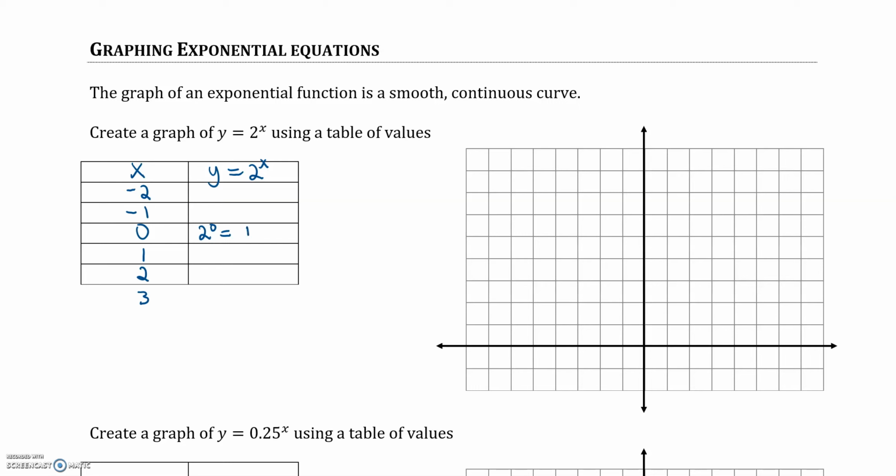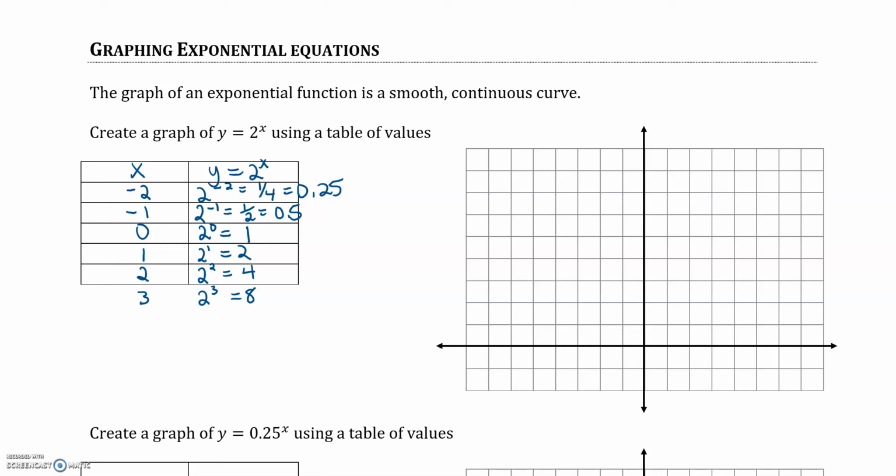For x is equal to 1, we get 2 to the power of 1, which is 2. 2 squared is 4. 2 to the power of 3 is equal to 8. And when we look at negative values for x, 2 to the power of negative 1 is equal to 1/2, or 0.5. And 2 to the power of negative 2 is equal to 1/4, or 0.25.